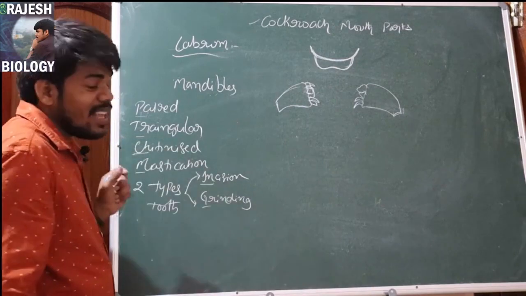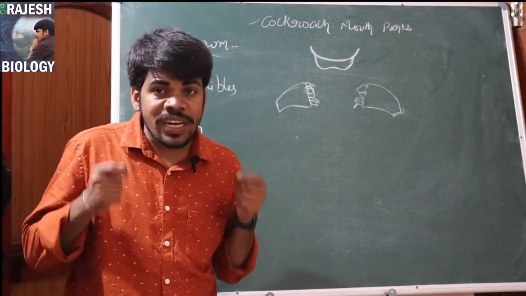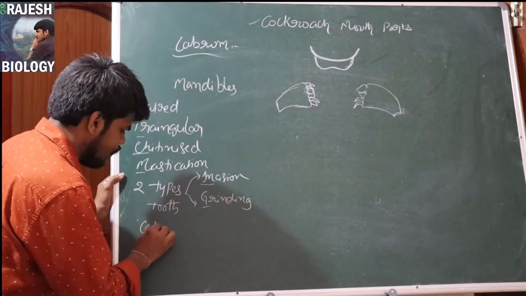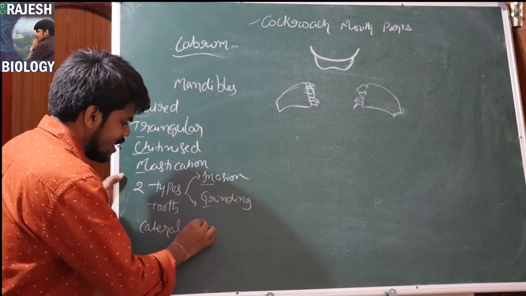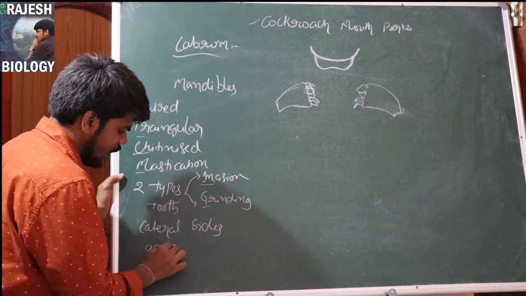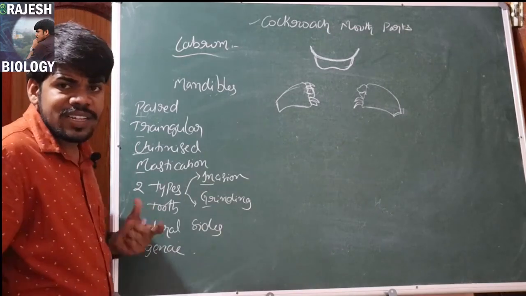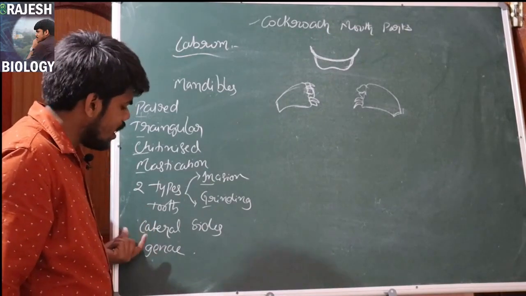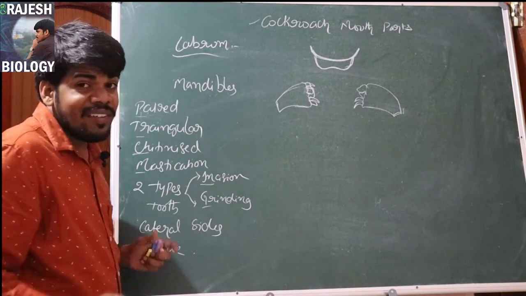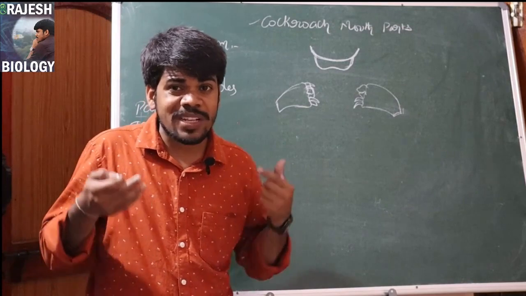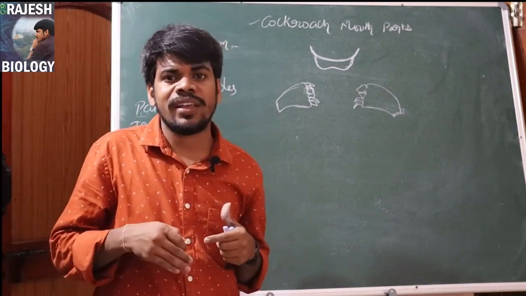Clear? And they are attached with the genae because they are present on the lateral sides. We already discussed the genae in the head of the cockroach. So they are attached with the genae. And we cannot see the mandibles from the outer surface because mandibles are present inside the preoral cavity.